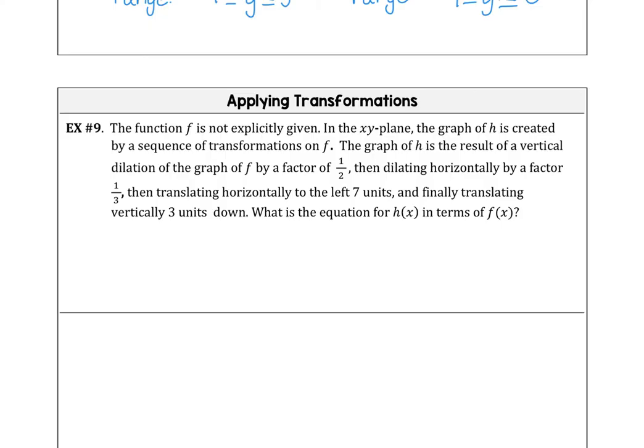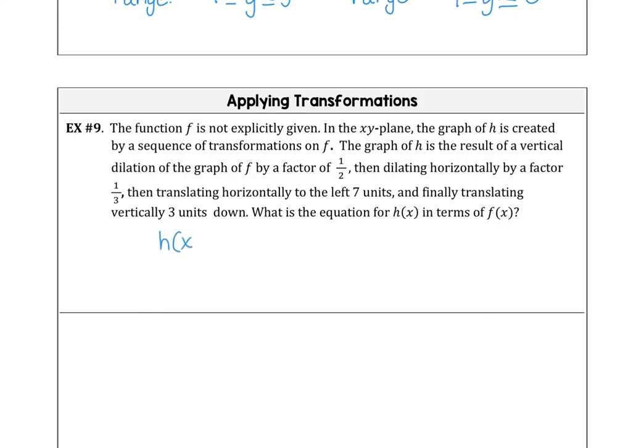If the graph of h is a result of a vertical dilation of the graph of f by a factor of 1/2, and then dilating horizontally by a factor of 1/3, then translating horizontally to the left 7 units, and finally translating vertically 3 units down, we want to be able to write the equation for h of x in terms of f of x, and I believe we can do that.